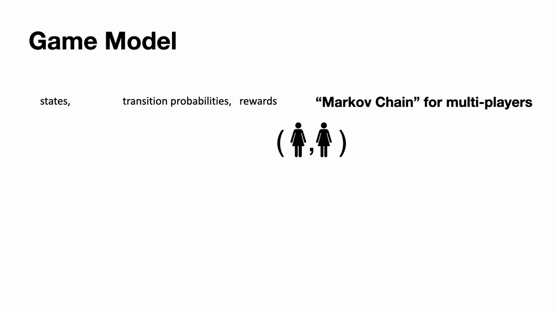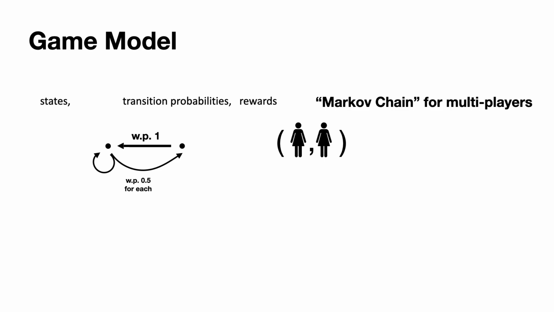Let's first look at a basic mathematical model, Markov chain. It is composed of three parts: states, transition probabilities, and rewards. At every state, there is a transition probability vector to the other states which characterizes the transition. This could be either randomized or deterministic.